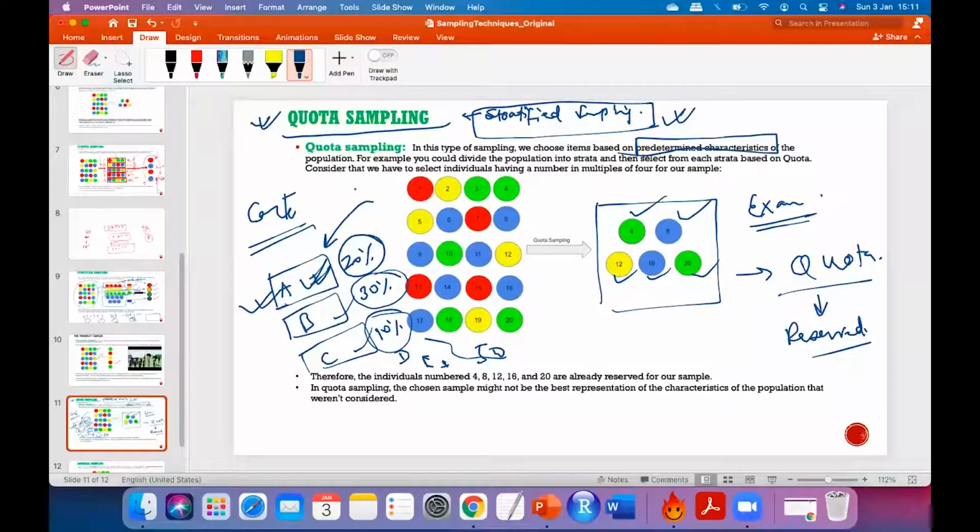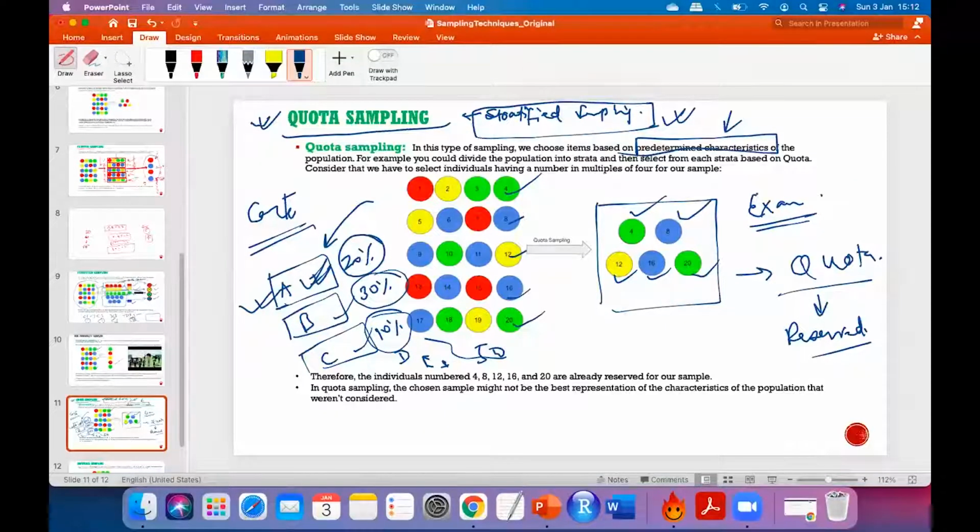Now let's say in my example, my predetermined characteristic is that I'll select the balls in a multiple of 4. So I have selected 4, 8, 12, 16, 20. So what is my predetermined characteristic? This. For your data set, you may define, or your client will define, the predetermined characteristics in terms of quota sampling. Usually this non-probabilistic sampling is not so much used in data science, but still we are looking at this from the theoretical perspective. Got it?